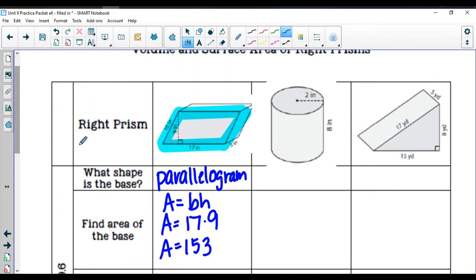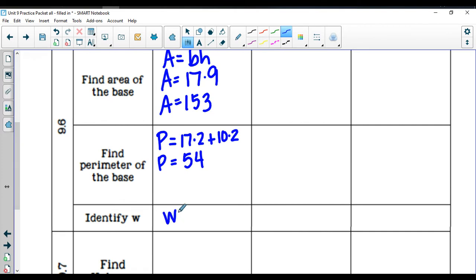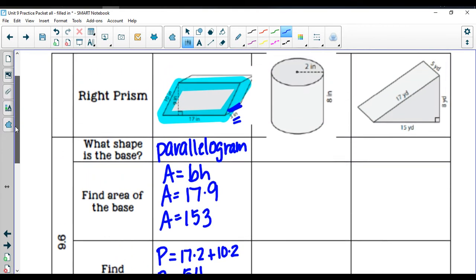W is the final piece. Since we have a base on the front and a base on the back, we're trying to figure out how long is that piece that's connecting them, which is right there. So I'm going to say that W is equal to 3. That's all I'm going to do for lesson 9.6 today.